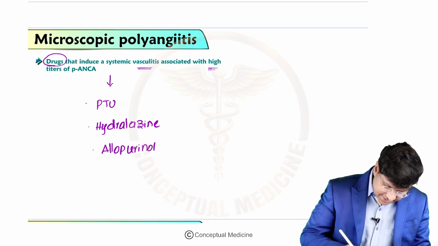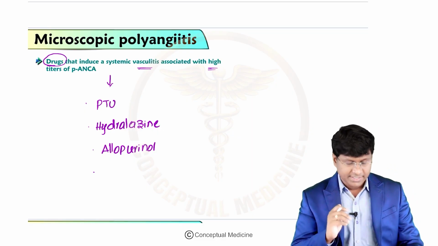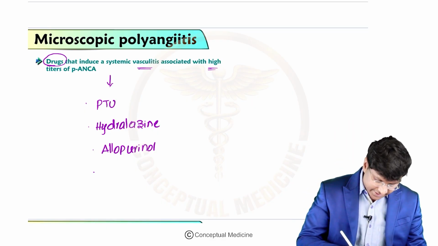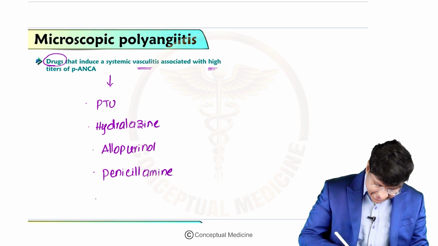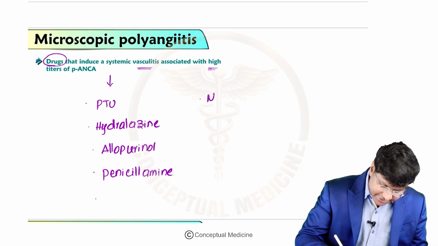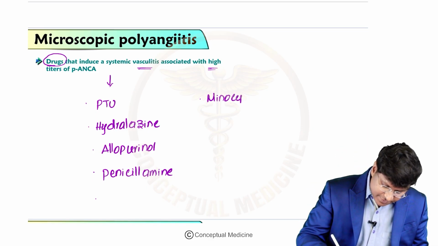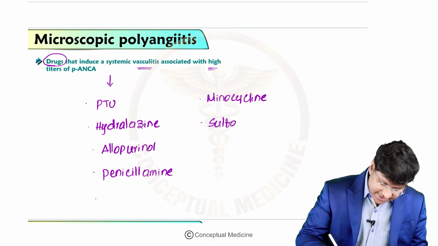Allopurinol is a xanthine oxidase inhibitor, used to reduce uric acid levels in patients with gout or gouty arthritis. Then we have penicillamine, a drug used in the treatment of rheumatoid arthritis, and also in the treatment of Wilson's disease. Then we have minocycline, an antibiotic. And then we have sulfasalazine, a drug used in the treatment of rheumatoid arthritis.